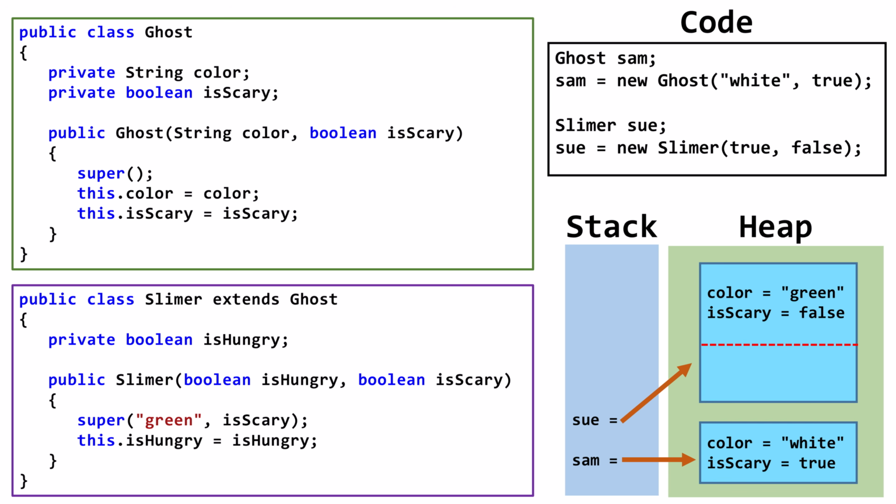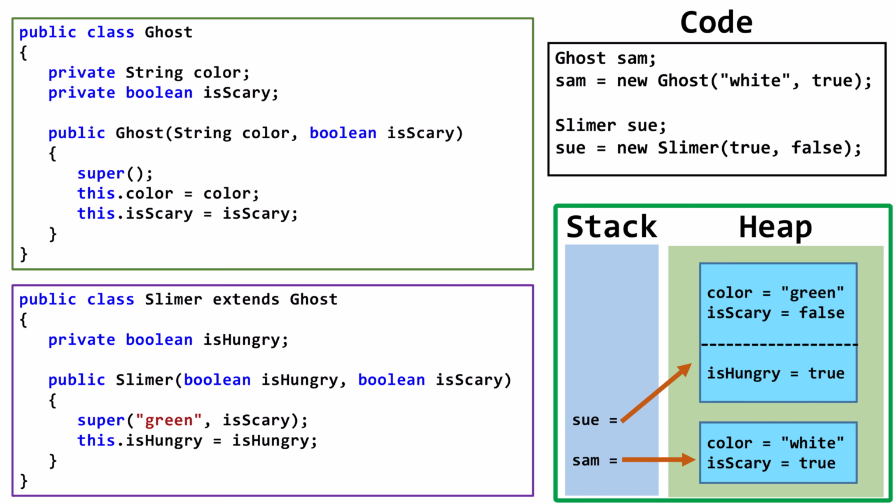Now that we've finished running the constructor in Ghost, we can pick up where we left off in Slimer's constructor. The parameter isHungry was passed a value of true. We set the instance variable isHungry to the value of the parameter isHungry. We see the updated instance variable is reflected on the object on the heap. We end up with two reference variables on the stack, Sue and Sam. The reference variables are each pointing at an object on the heap.